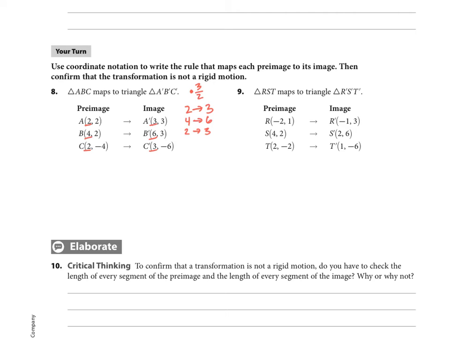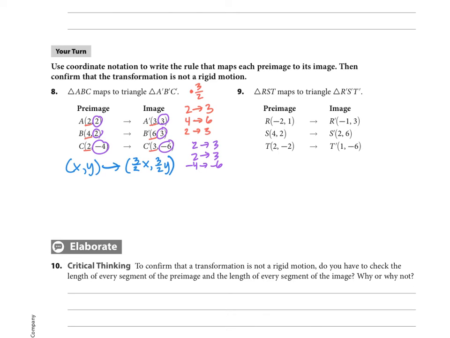And then with our y coordinates, it looks like about the same numbers. I'm going from 2 to 3, from 2 to 3, and from -4 to -6. So it's doing the same exact thing. Our rule is (x, y) transforms to (3/2 x, 3/2 y). It's okay if you do 1.5, that works also since it's not repeating. So feel free to do 1.5x, 1.5y.